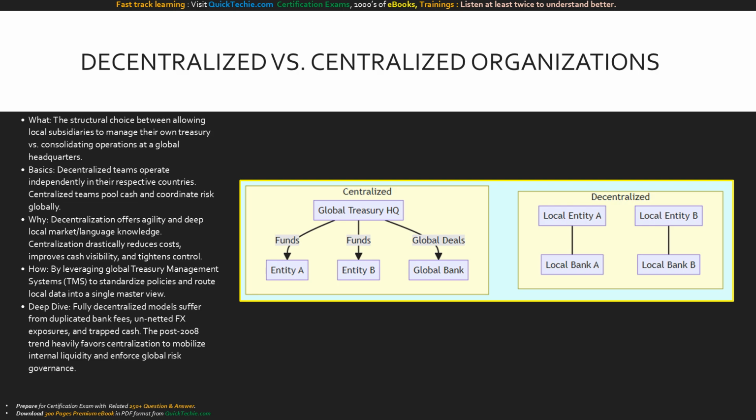Here, the Global Treasury HQ sits at the absolute top of the hierarchy. It acts as the central brain. It pushes and pulls funds from Entity A and Entity B as needed, and it negotiates master agreements with a global bank. This structural design allows the company to offset the debts of one subsidiary with the surplus of another, bypassing the banks entirely and saving millions in interest and spread costs.